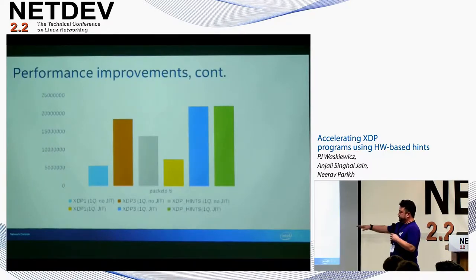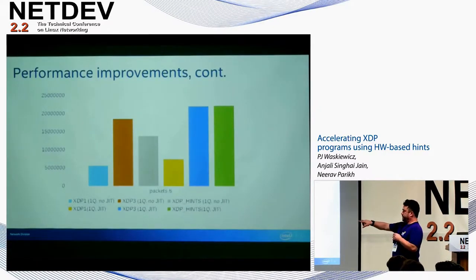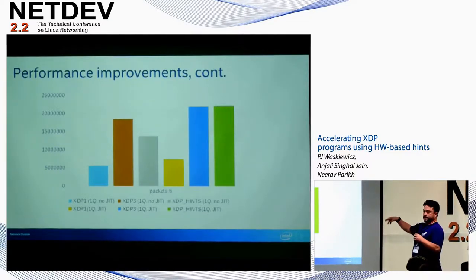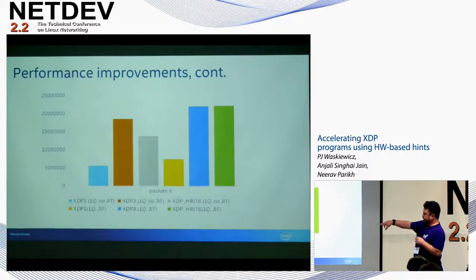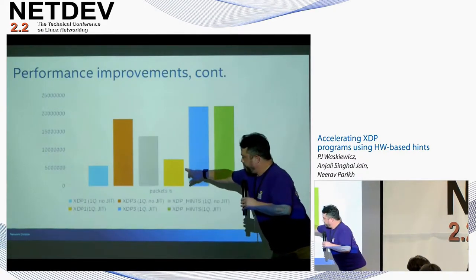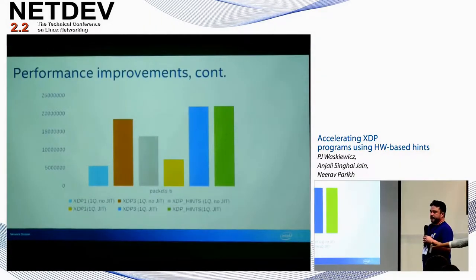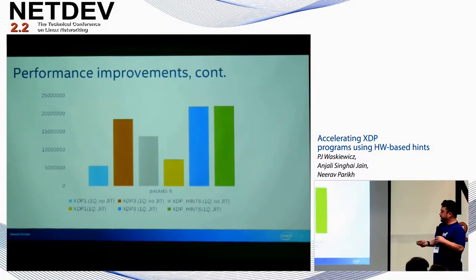So reading this left to right, the first three bars correspond to non-JIT, and then the last three bars are the same programs JITted. So the important one here is the yellow one, which is right there. That is about 7.5-ish, 8 million packets per second. All right, sweet. So this is about 7.5 million packets per second with the packet parsing to drop. Then XDP3, which is just pure drop, we cap out at like 21 million packets per second.